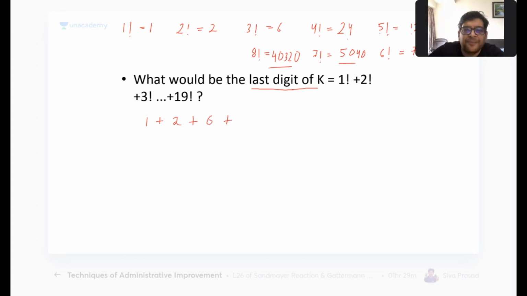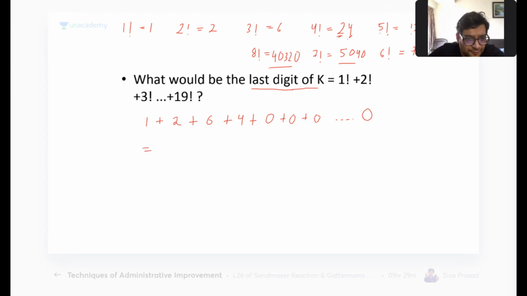Last digit for 4 factorial? I am not bothered with it is 24. I just want the last digit here. It is 4. Last digit for 5 factorial? 0. Last digit for 6 factorial? 0. Last digit for 7 factorial? 0. As a matter of fact, if you keep on continuing with it, the last digit for 19 factorial will also be 0. So what is my overall value?